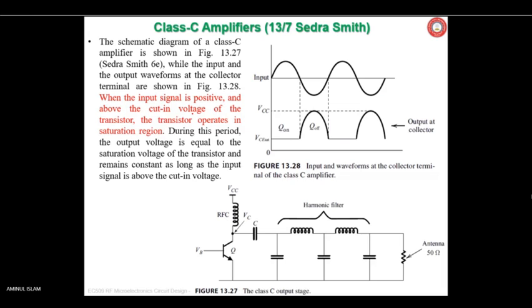See, are you taking the snapshot of this or not? Everything is not from Millman Halkias. This diagram of the class C amplifier is taken from Sedra Smith. So take this snapshot and read it later on.